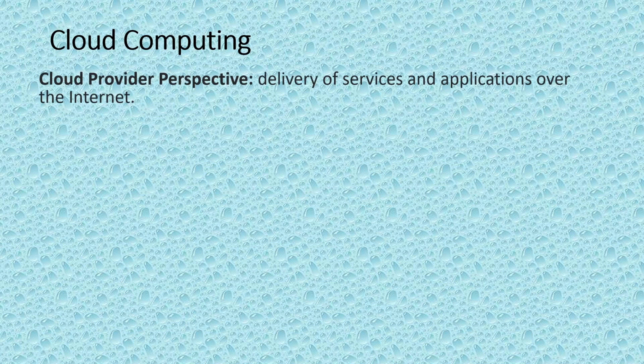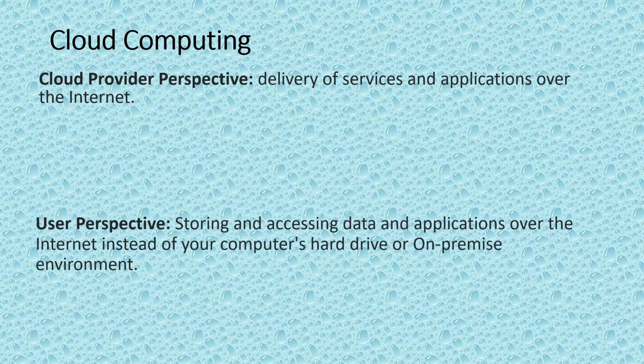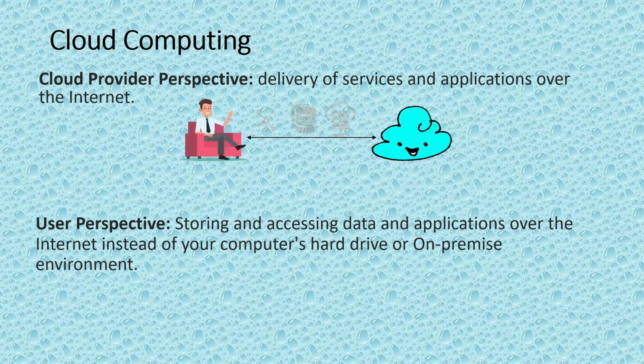Let's divide that into two. From cloud provider perspective, we can define cloud computing as delivery of services and application over internet. The services are infrastructure as a service, platform as a service, and software as a service. From user perspective, we can say cloud computing is storing and accessing data and application over the internet instead of using computer hard drive or on-premise environment, which is, instead of storing or running an app from the on-premise hardware, we are storing and accessing it from the cloud provider hardware over the internet via browser client.